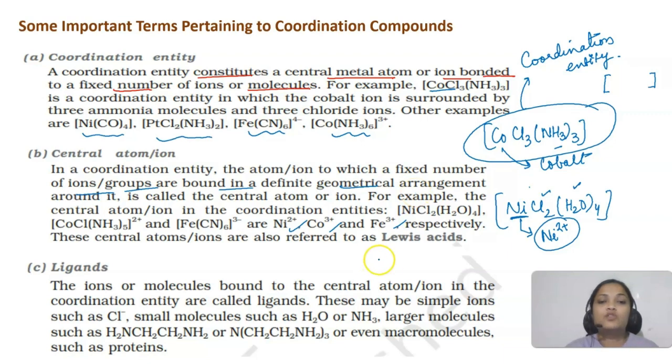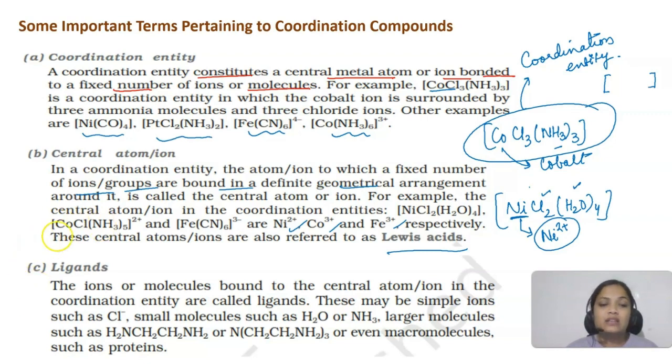Okay, so we will be calling them Lewis acids also. We have just studied what Lewis acids are. These are electron acceptors. So in this case the metal atom will be the one which will be accepting the electron, and a coordinate bond will be formed. The ligand will be the one which will be sharing both of its electrons, the electron pair. So that's why we are calling the central atom or ion a Lewis acid.